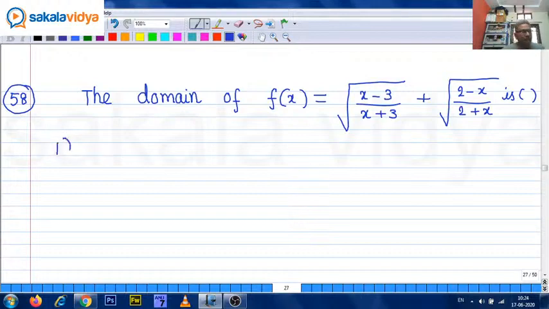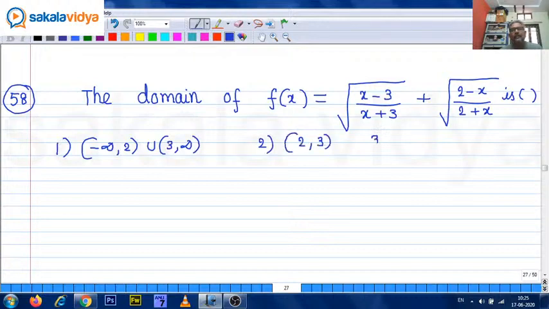First option: minus infinity to 2 union 3 to infinity. Second option: 2 comma 3. Third one is the set of all real numbers. Fourth one is nothing, the null set phi.